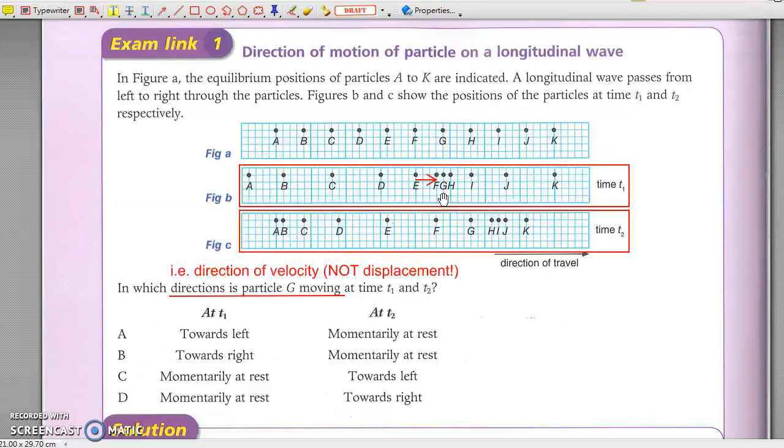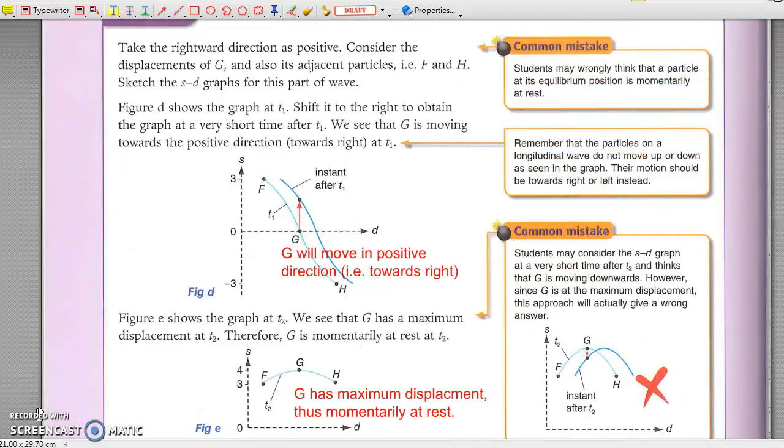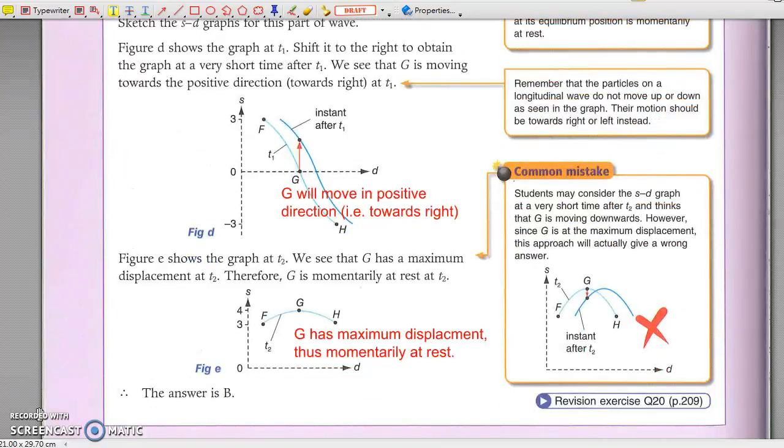At t2, g has a displacement of 5 units, which is the maximum displacement, and hence g is momentarily at rest at t2. On the other hand, you may also sketch the displacement-distance graph around g and deduce the motion of g, as illustrated by the solution below.